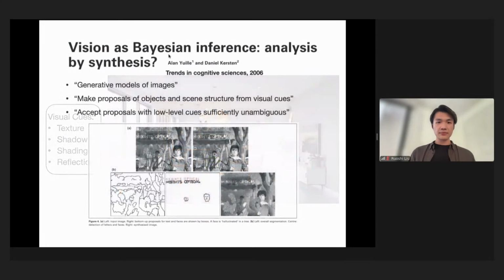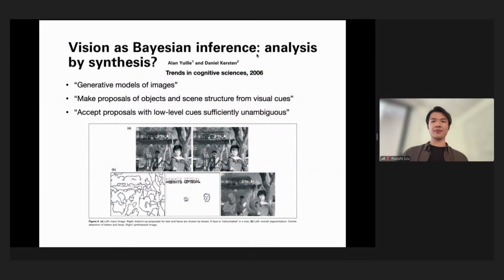So I want to propose my version of the solution to this problem. I want to talk about this paper which totally inspired me. It's a paper by Alan Yuille in 2006, called Vision as Bayesian Inference: Analysis by Synthesis. I extract three key points here.